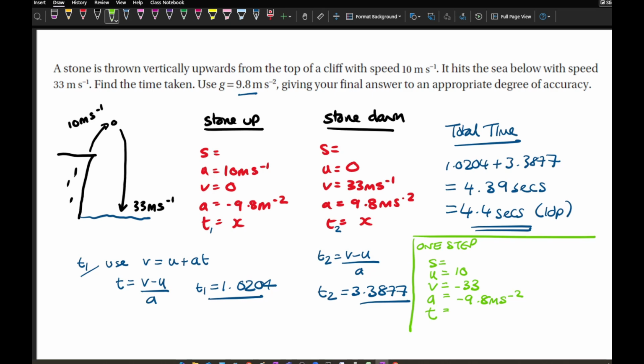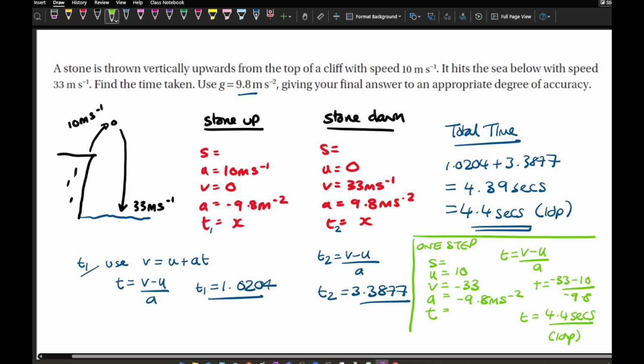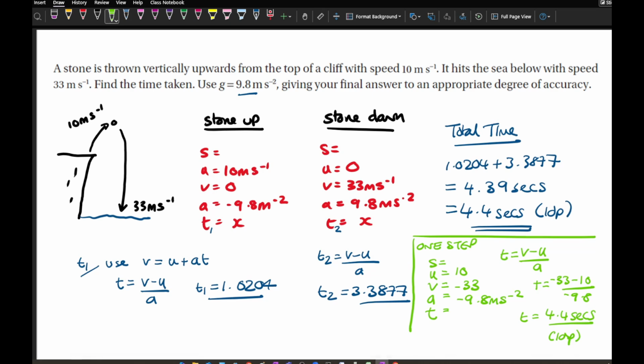And then from this I can use the formula t equals v minus u over a, as I did for the others, and substituting it in, I get t equals minus 33 minus 10 over minus 9.8, which will give me the same t value of 4.4 seconds, and that's to 1 decimal place. So if you're able to get your head around it, you can do it in one step. However, if you're not too sure, take it in 2 steps. It might require a little bit of extra working, but eventually you will get there.